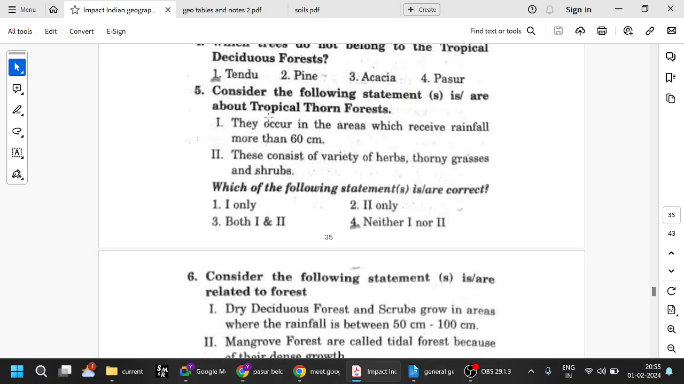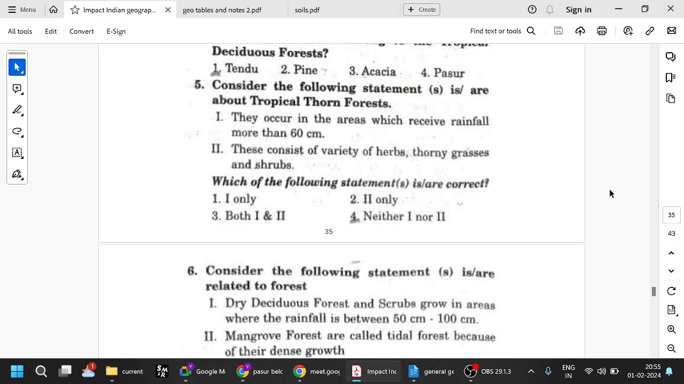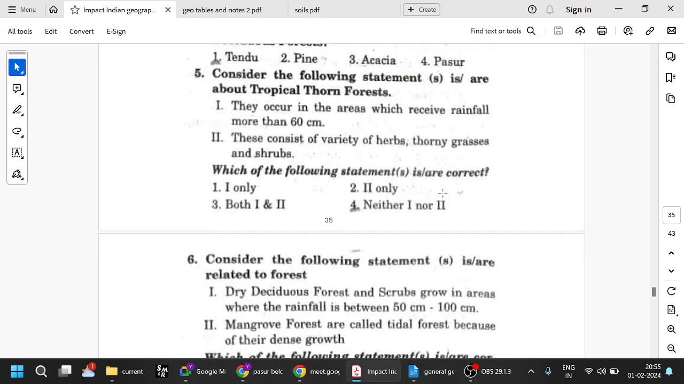So consider the following statement about tropical thorn forests. They occur in areas which receive rainfall more than 60, so that is wrong. Thorn forest itself means you have to understand it is very less rainfall. They consist of variety of herbs, thorny grasses, and shrubs. So not herbs, etc. They are cacti, acacia, etc. Okay, acacia trees, cacti trees, all kind of thorny. So neither one or two.